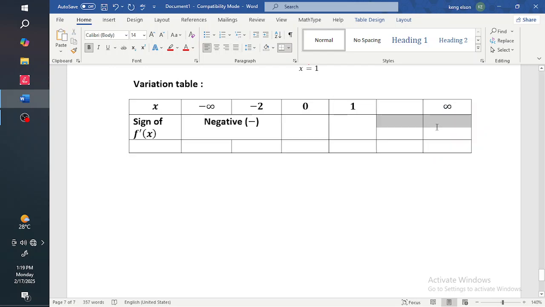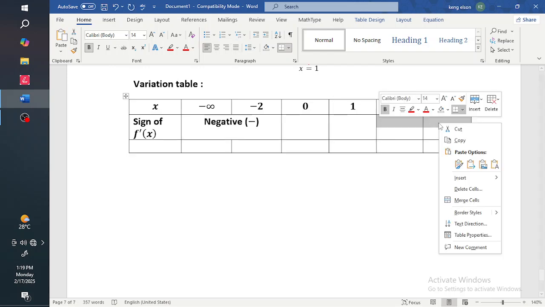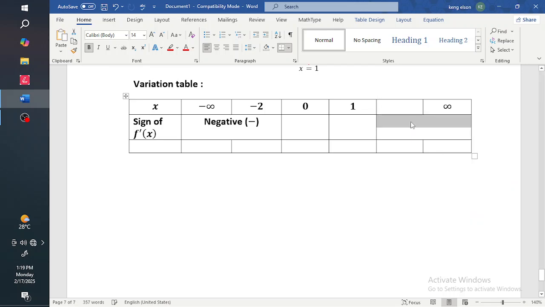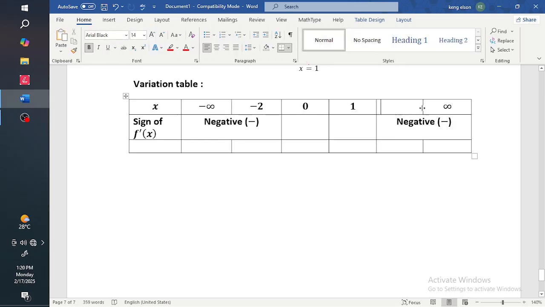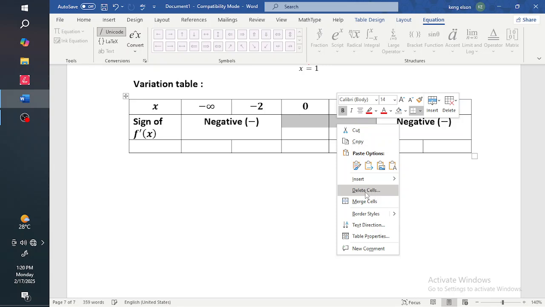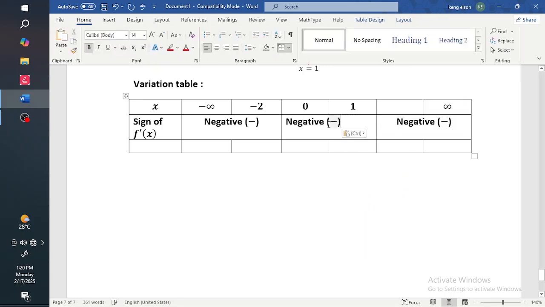Okay, so in the interval from 1 to minus infinity it is negative. I'll just put a negative there. After 1, in this interval it is also negative, okay, it is also negative in this interval.